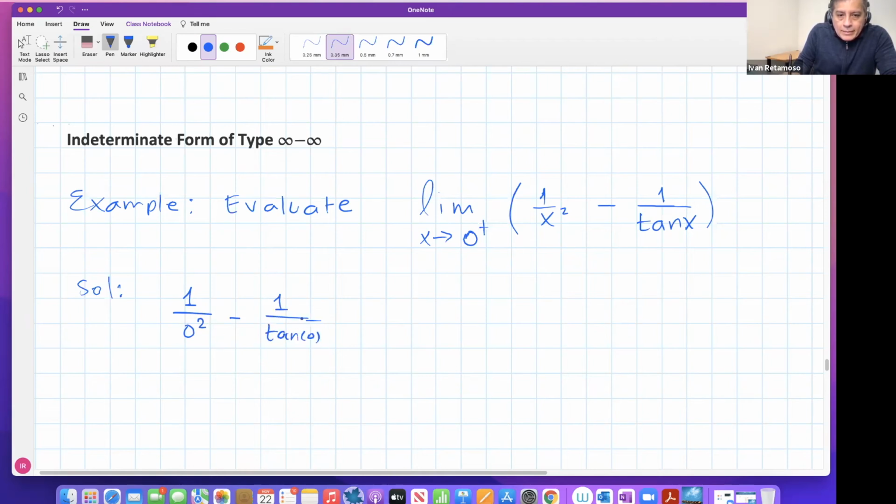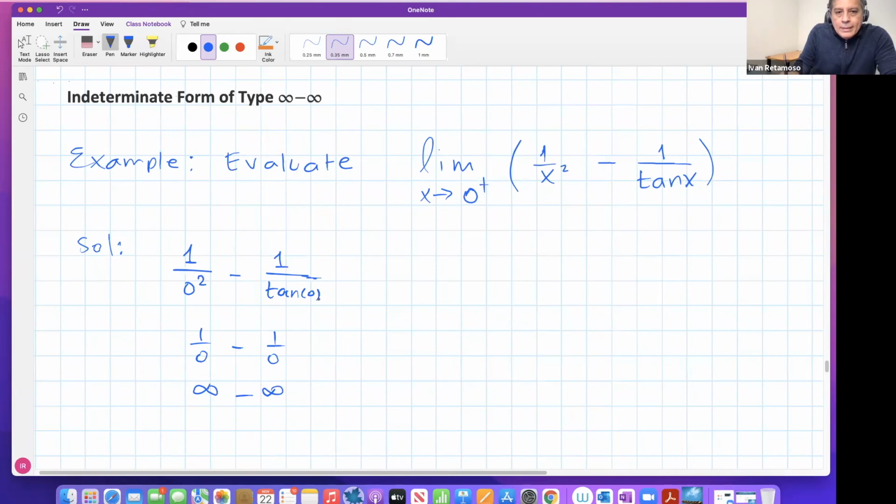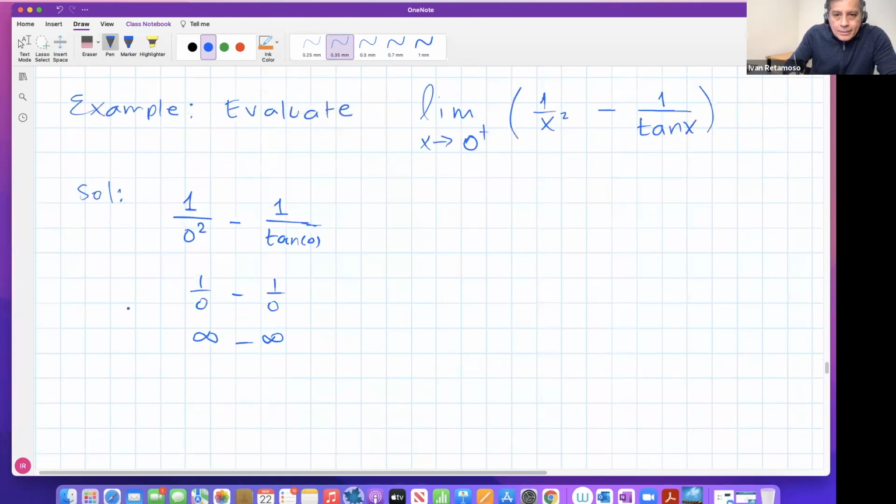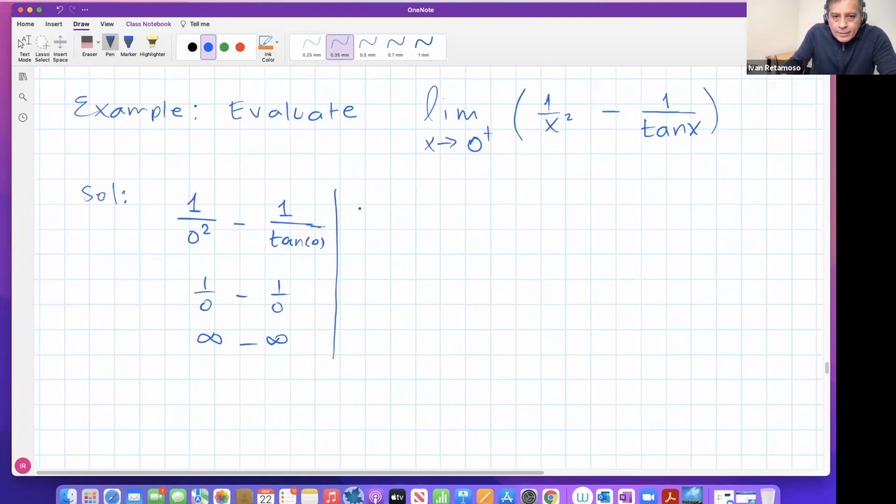Unfortunately, you're going to get 1 over 0 minus 1 over 0, which is infinity minus infinity, and that is an indeterminate form. But we have L'Hopital's rule to overcome this situation. So using L'Hopital's rule, you're going to get the following.